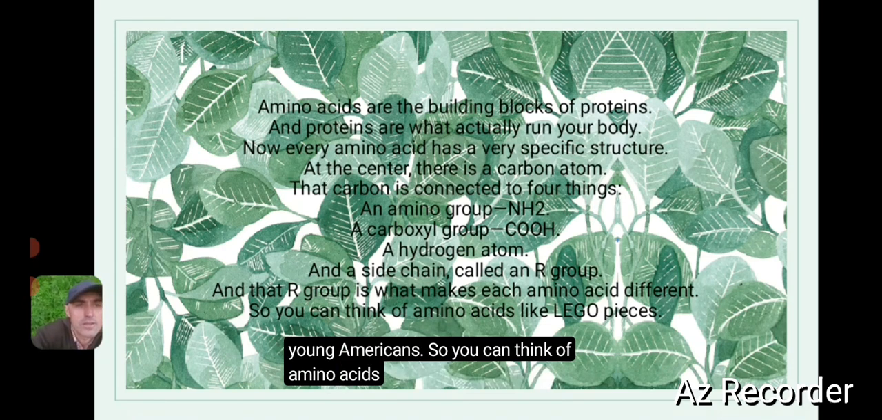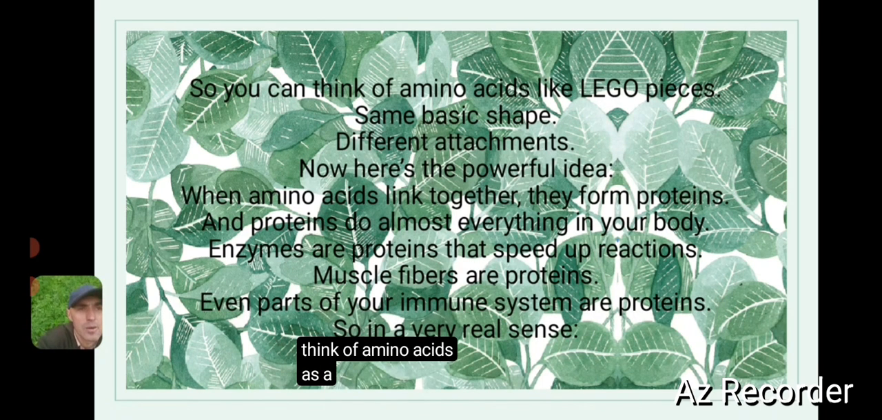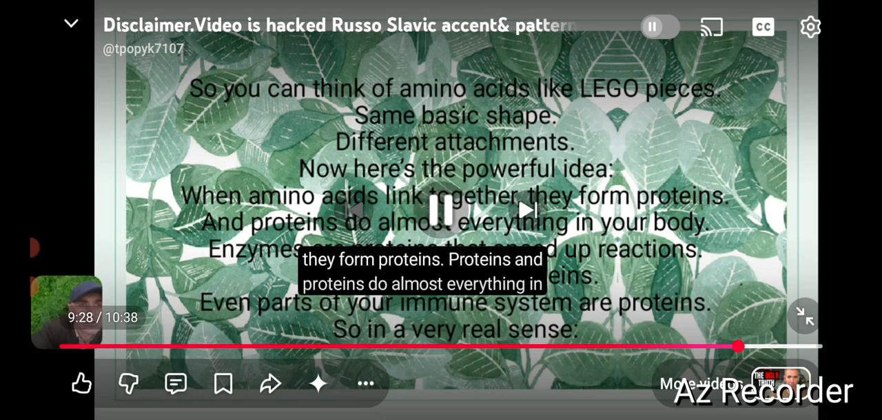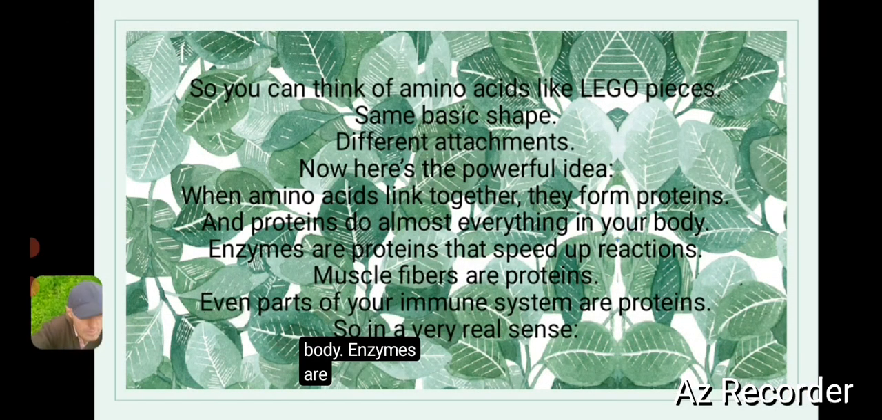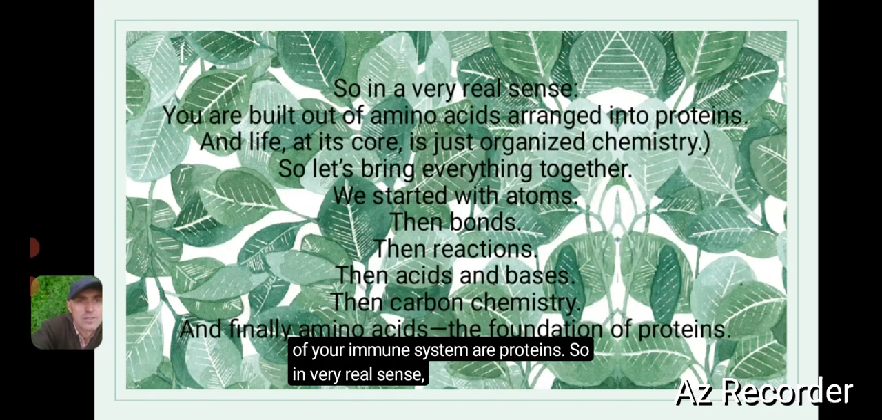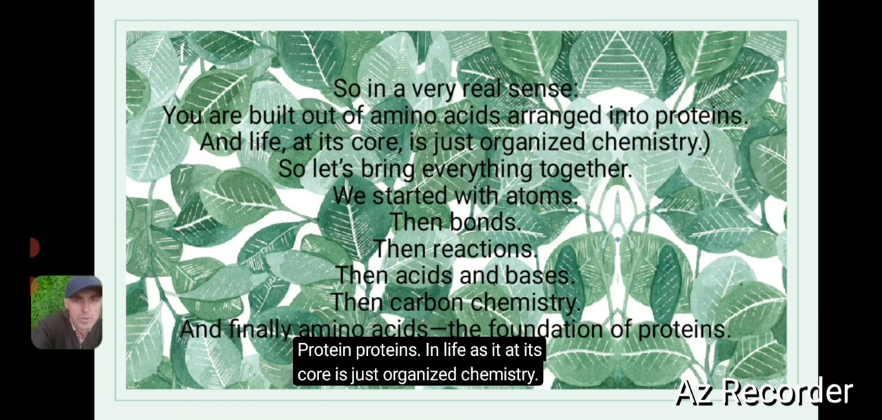So you can think of amino acids like Lego pieces: the same basic shape but different attachments. Now, here's a powerful idea. Amino acids link together to form proteins, and proteins do almost everything in your body. Enzymes are proteins that speed up reactions. Muscle fibers are proteins. Every part of your immune system is made of proteins. So in a very real sense, you are built out of amino acids arranged into proteins. Life, at its core, is just organized chemistry.